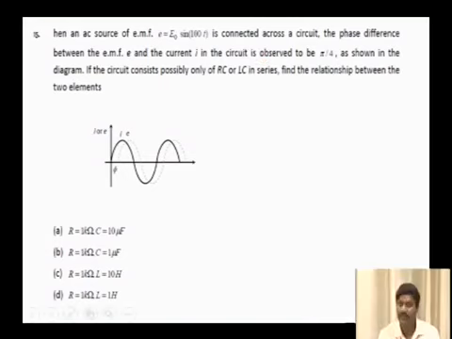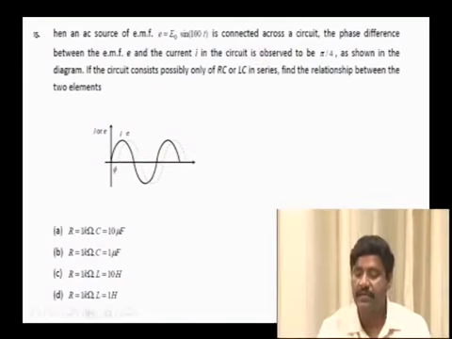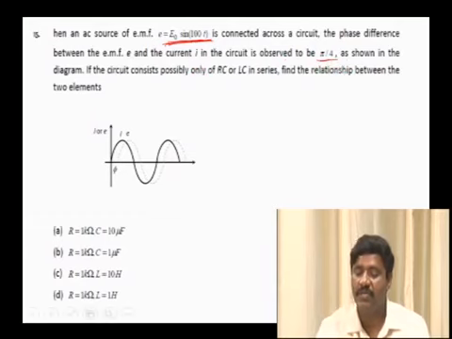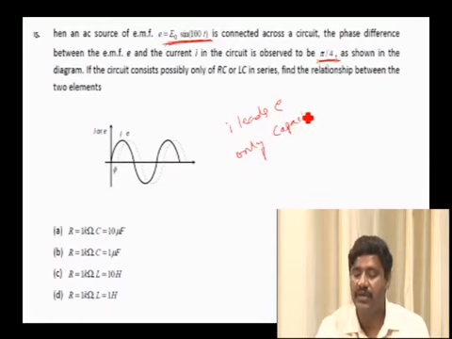There is a graph which is having I and E. We have E0 sin 100t, where E0 is the peak value, sin 100t. Then it is observed that the phase difference is pi by 4. Just look at this current and E. Which is actually leading? Current is leading EMF by an angle pi by 4. In which case does current lead EMF? Current leads EMF only in the case of a capacitor. That means this circuit might be a capacitor, RC circuit.